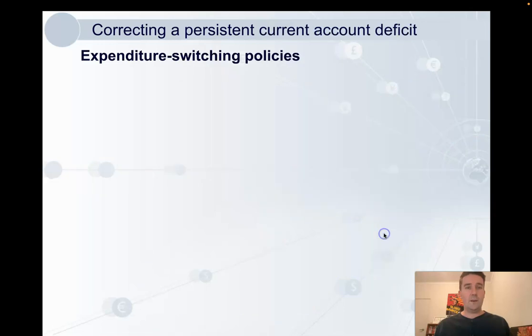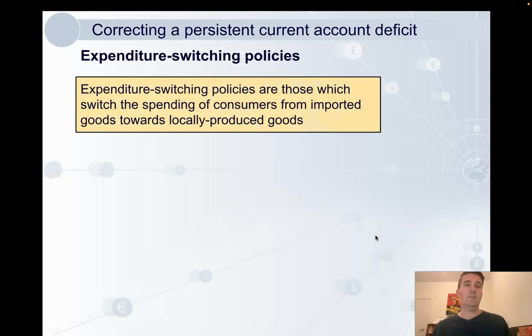All right, on to our next type of policy, expenditure switching policies. So here's a definition of what these are. They're policies which switch the spending of consumers from imported goods towards locally produced goods. So one way they can switch people to buy fewer imports is by making those imports more expensive. So think of trade protection, tariffs and quotas. They make imported goods more expensive. Also, production subsidies will switch consumption to locally produced goods because it makes the locally produced goods cheaper.